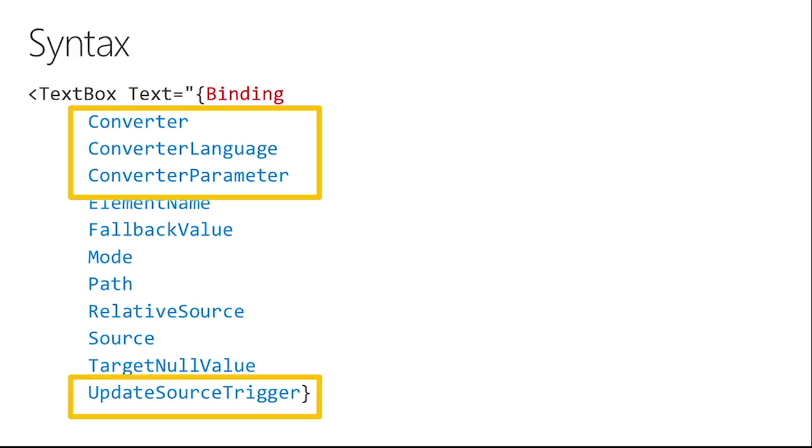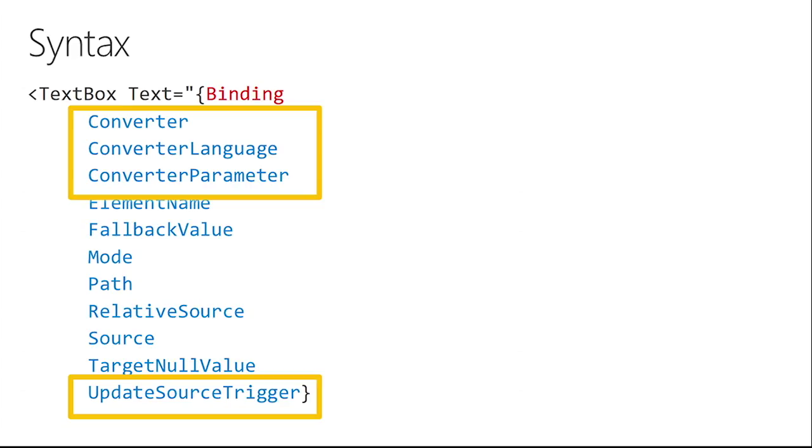And then this one is also interesting, update source trigger. What is this one? So this one is saying, when the user is interacting with the view, what's the trigger for causing that to then go and update the view model? Normally, if you use a selector and select a value in a drop-down list or something, then it's just the property changed that causes it.